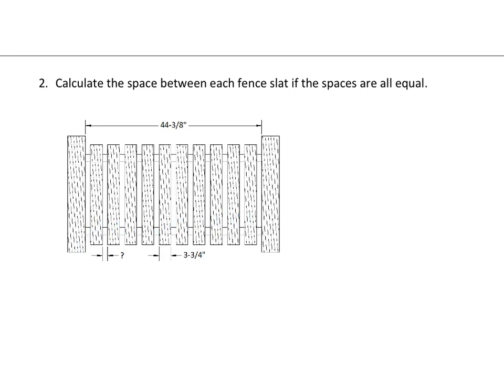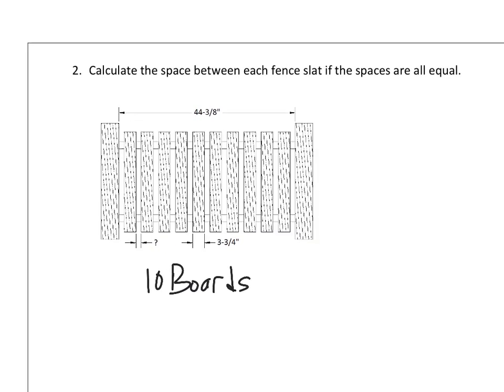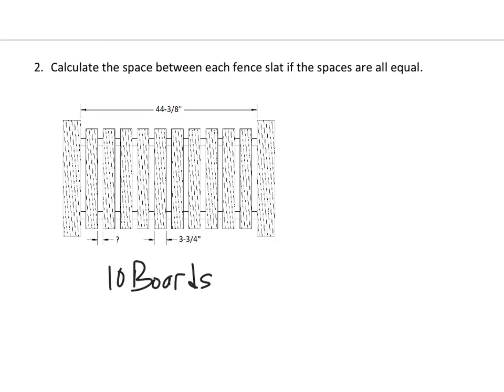All right, and so we notice that there are, let's count 1, 2, 3, 4, 5, 6, 7, 8, 9, 10 boards. So we have 10 boards, and the 10 boards are filling up this spacing. Now, the 10 boards, which we know their width is 3 3/4. Okay, so we have 10 times 3 3/4.